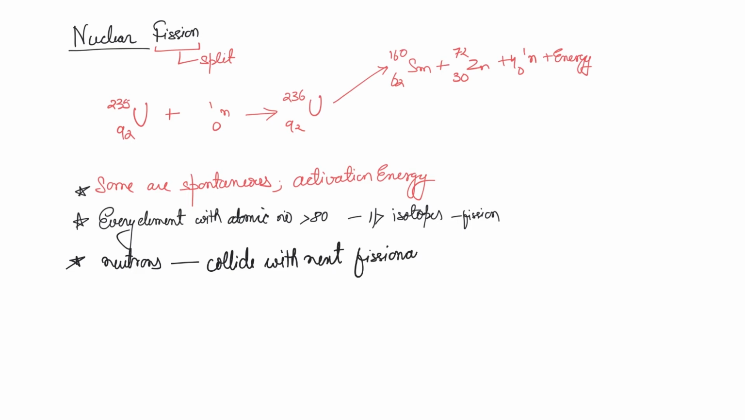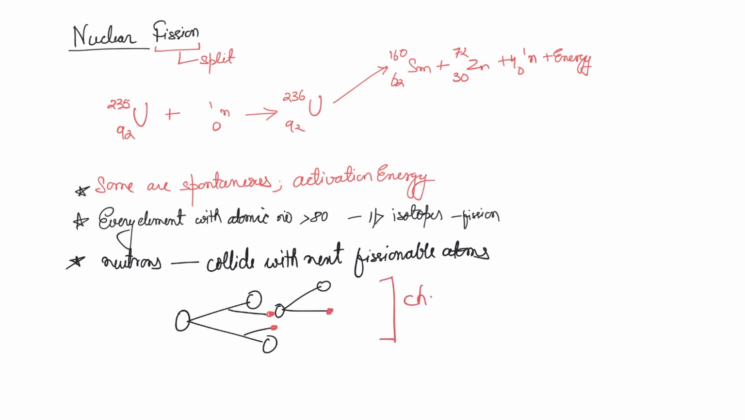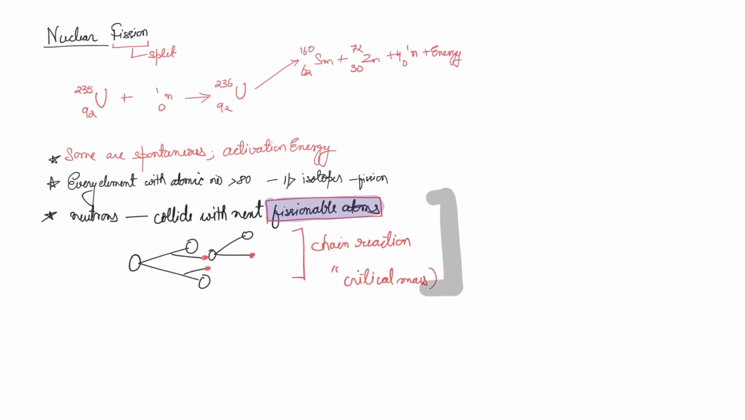Now almost every element with atomic number more than 80 has one or more isotopes which go for fission, right? Now the neutrons that you generate can collide with the next fissionable atoms, and hence the product becomes a reactant in the next step. As you can understand, this is what we call a chain reaction. Now, do we want chain reactions? Yes, but it will only happen if you have a critical mass, because there should be enough fissionable atoms. But can we allow chain reactions to go uncontrolled?